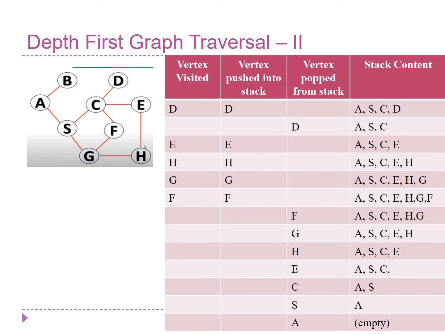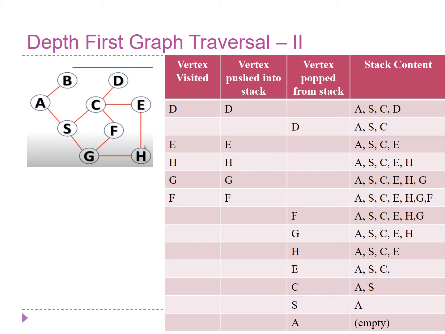Continuing with the example, vertex D is visited after the vertex C and it is pushed as the content of the stack. At vertex D, it becomes the dead end for traversal, and D, being the top of the stack, is popped from the stack. Now the top of the stack is the vertex C.